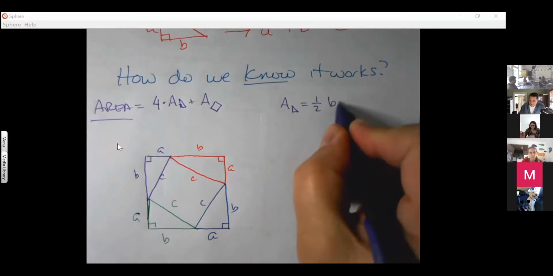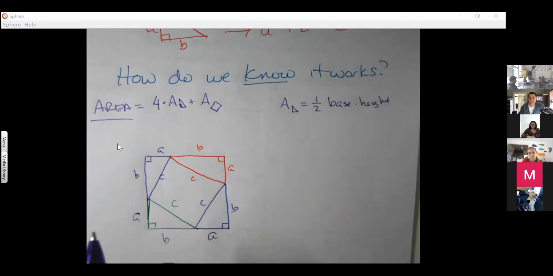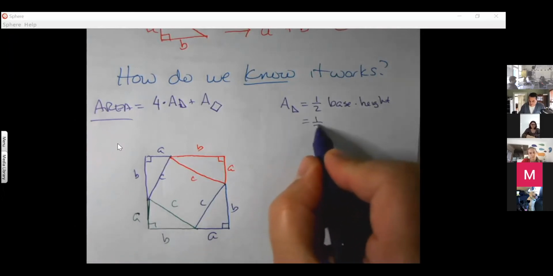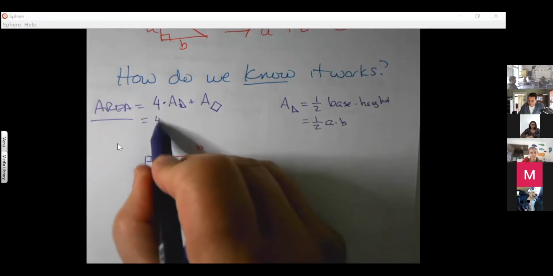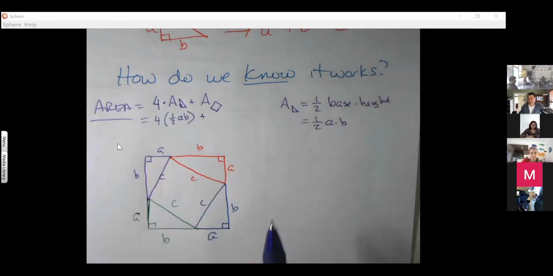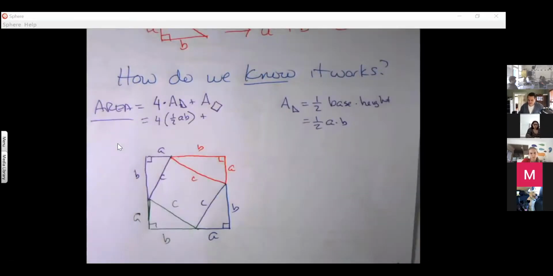1/2 base times height, right? In this case, I could choose like B as the base and A as the height, or A as the base, B as the height. Doesn't really matter. My answer is still going to come out 1/2 A times B. So for my area, I'm going to take 4 times 1/2 AB plus, and how do I find the area of this central shape?